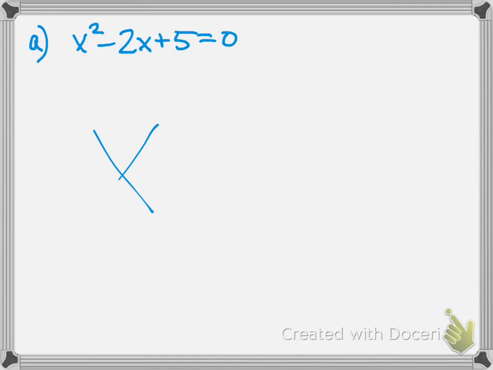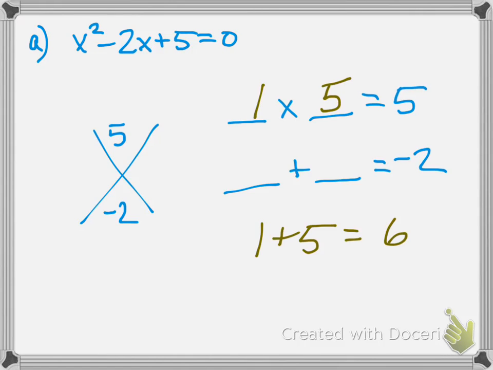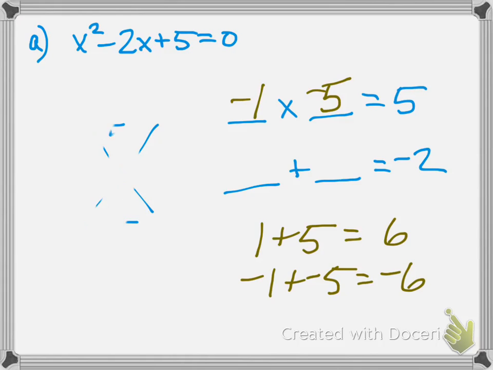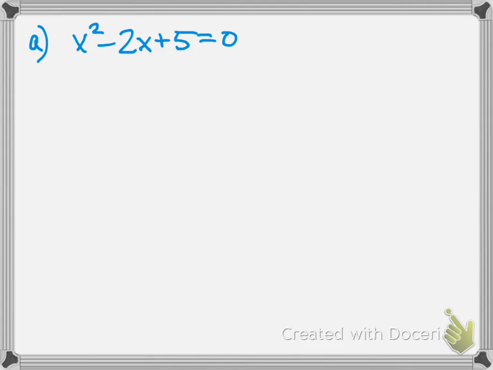So if I try factoring, I need two numbers that are going to multiply to 5 and add to negative 2. So think about it. Two numbers that multiply to 5 and add to negative 2. What are they? There is no such thing, because the only numbers that multiply to 5 are 1 times 5, and when we add 1 and 5, we get 6, or negative 1 and negative 5, but when we add negative 1 and negative 5, we get negative 6, which means this cannot be factored. So we have to use the quadratic formula.